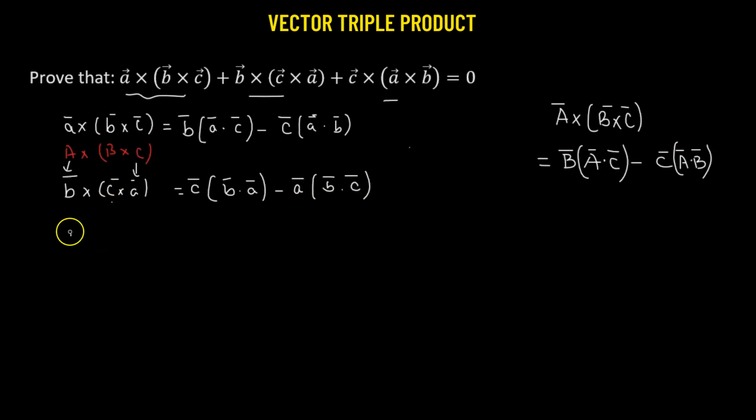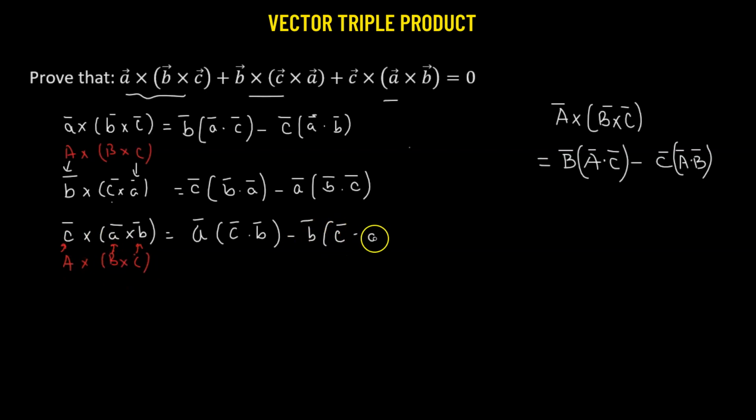Now let's come to the third vector triple product. So we have C crossed A cross B. So we'll compare it with A cross B cross C. So here vector A is represented by C, B is represented by A, and C is represented by B. So we have BAC minus CAB. So C is B, A, B. So that will be C dotted with A.